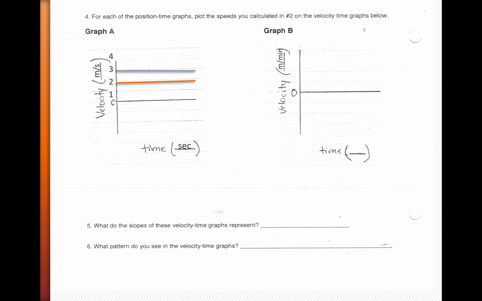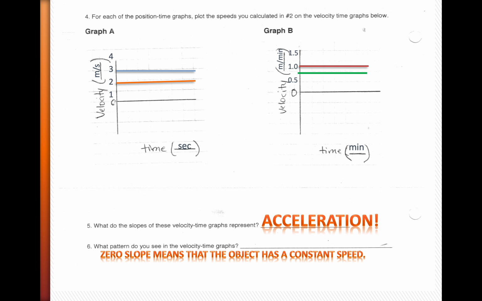If we end up having something where we've got a negative velocity, our line would actually just be below 0. All these are above 0, though. The slopes of the velocity time graphs would tell us if we have acceleration. So for these velocity time graphs, there is no slope, so there is no acceleration.